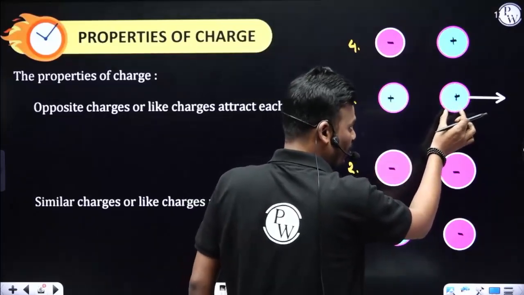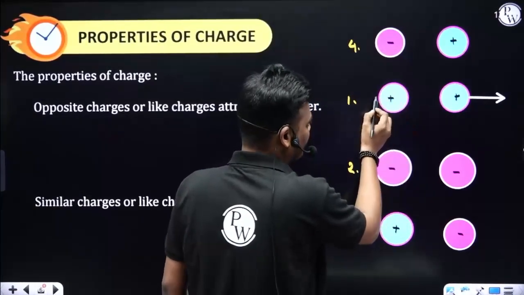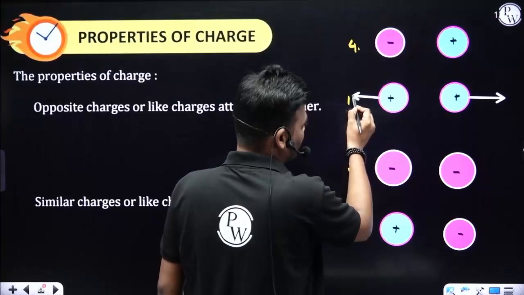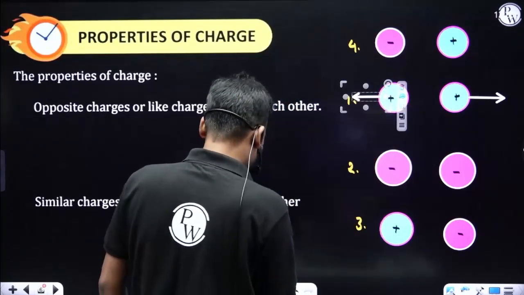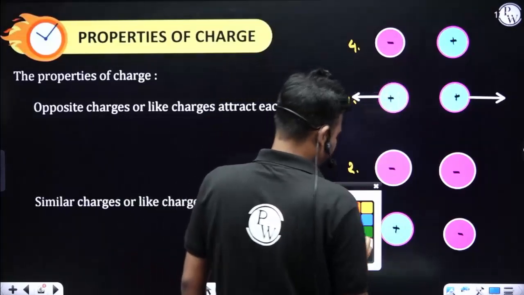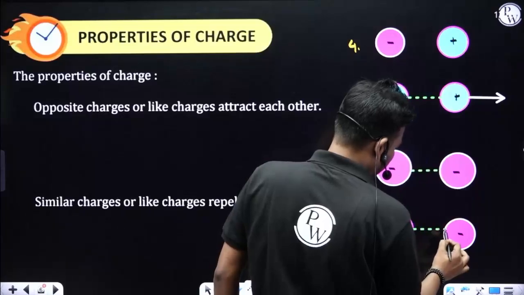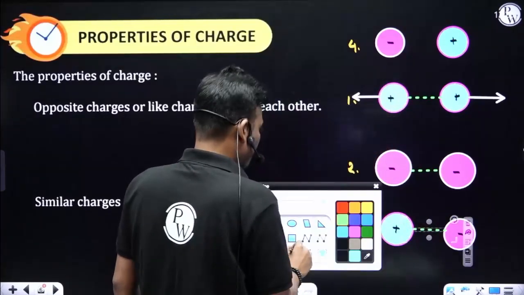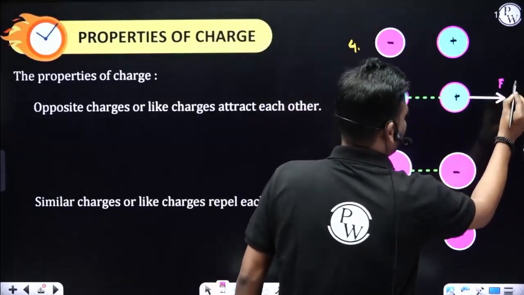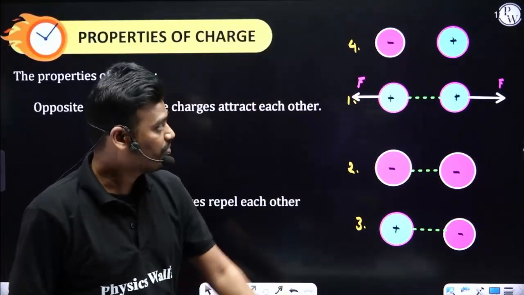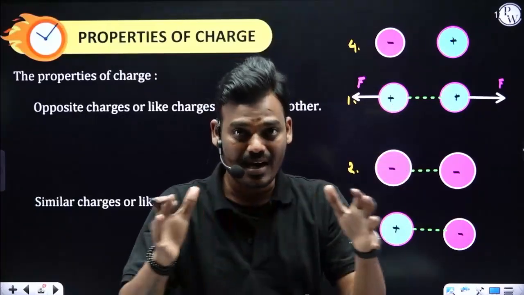Therefore, it is trying to move away. At the same time, this charge is also exerting a force on this charged particle, and this is also moving away. So this kind of force, we call it a force of repulsion. In the same way, this is a force and this is the force. But here you need to take care: the magnitude of the force is the same, but the directions are opposite.